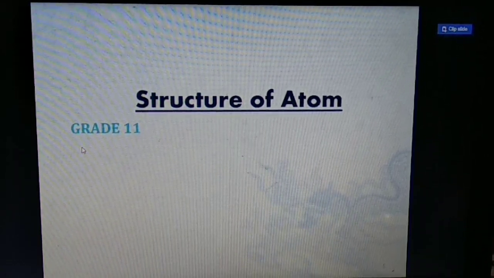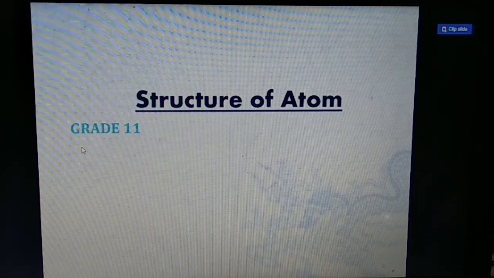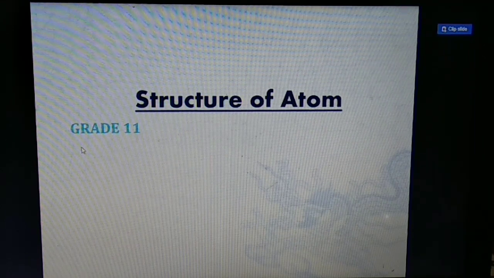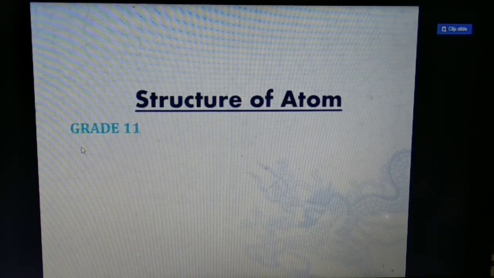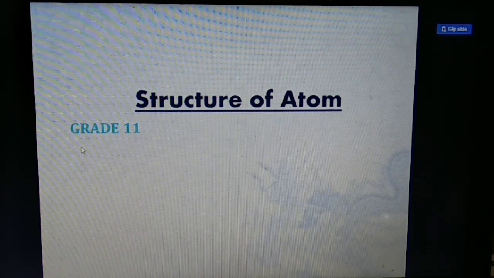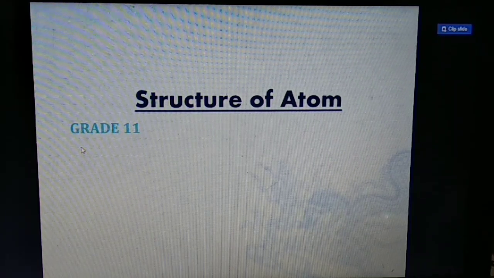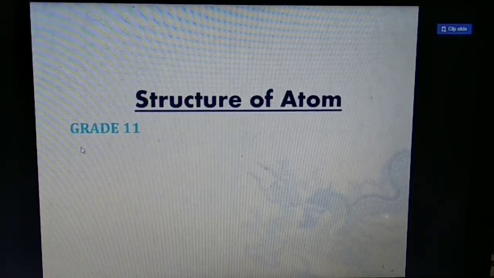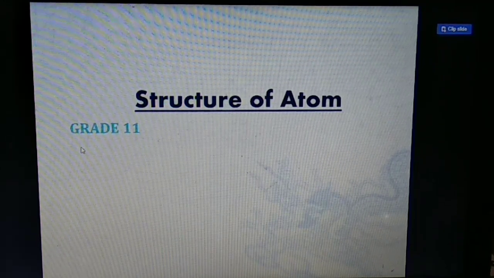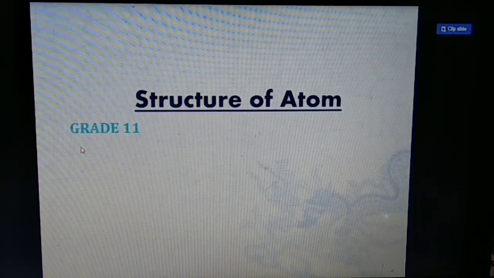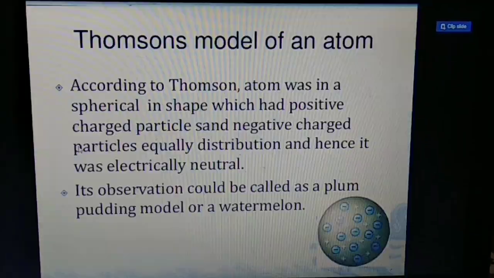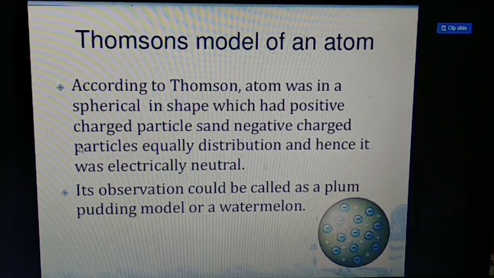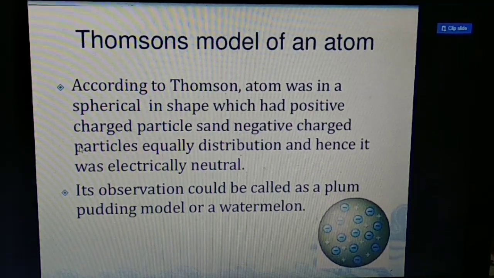Today we present the chapter Structure of Atom. I think, students, the previous few topics we have discussed and you have completed your work, and today we will discuss the different models of the atom. First of all, the Thomson model of an atom.